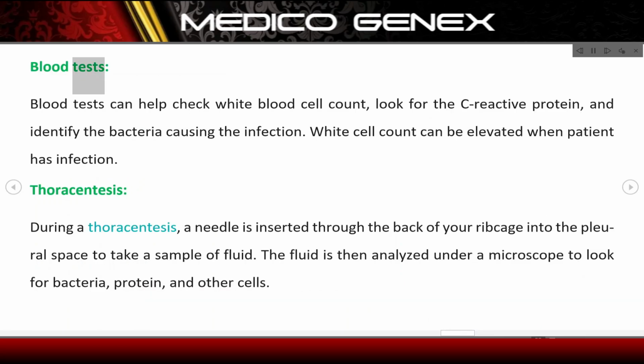Blood tests. Blood tests can help check white blood cell count, look for the C-reactive protein, and identify the bacteria causing the infection. White cell count can be elevated when patient has infection. Thoracentesis. During a thoracentesis, a needle is inserted through the back of your ribcage into the pleural space to take a sample of fluid. The fluid is then analyzed under a microscope to look for bacteria, protein, and other cells.